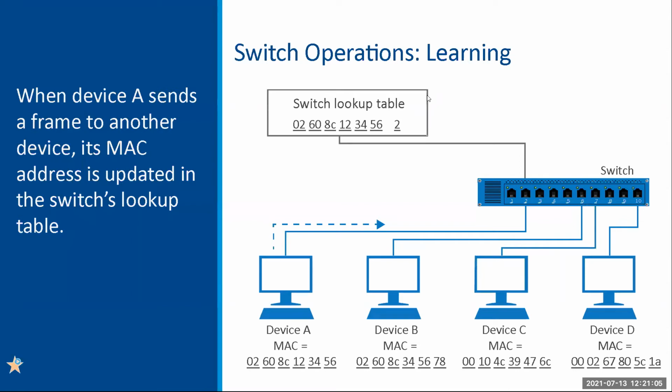And here we see that the devices, device A, B, C, and D, have MAC addresses, and they're built into the network interface card on that device.